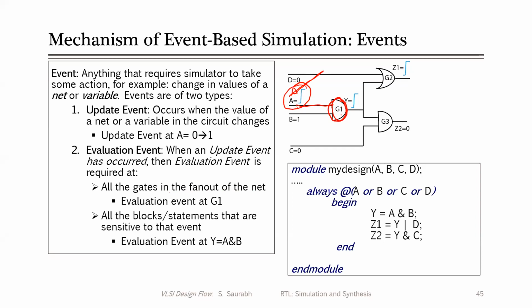All the block statements that are sensitive to that event will be evaluated. For example, if you have this always block with A, B, C, D, it is sensitive to A, B, C, or D. Now, if A changes, then this evaluation needs to happen, right? Because A is changing. So all the block statements that are sensitive to that event need to be reevaluated.